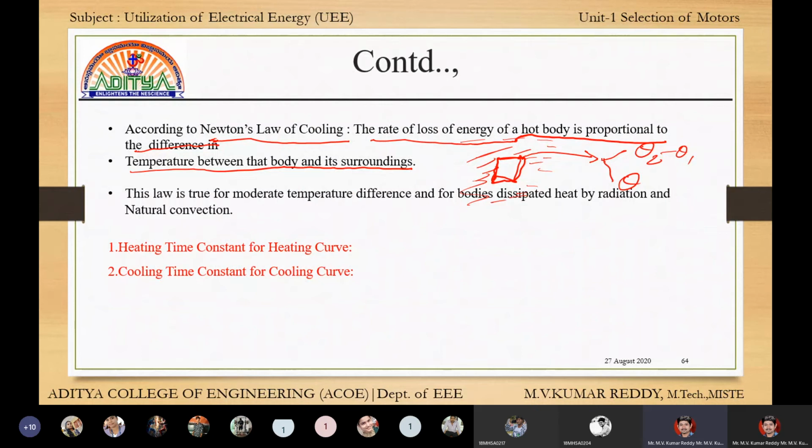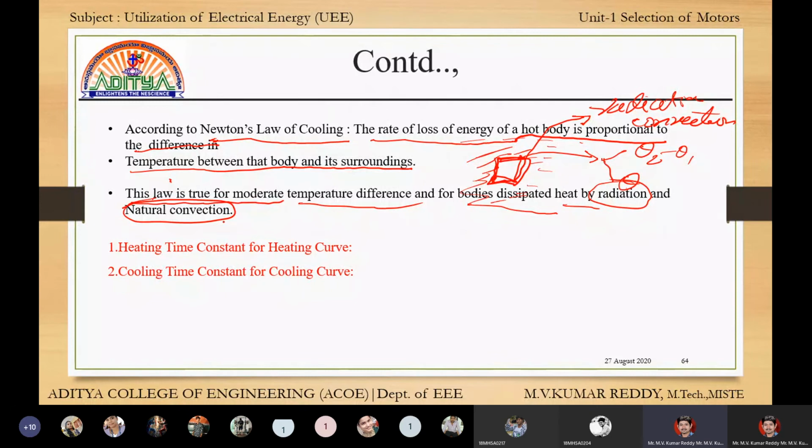This law is true for moderate temperature differences for a body dissipating heat by radiation. These are the important points: radiation and natural convection. That means this object is losing energy to the outside air, through radiation or natural convection.